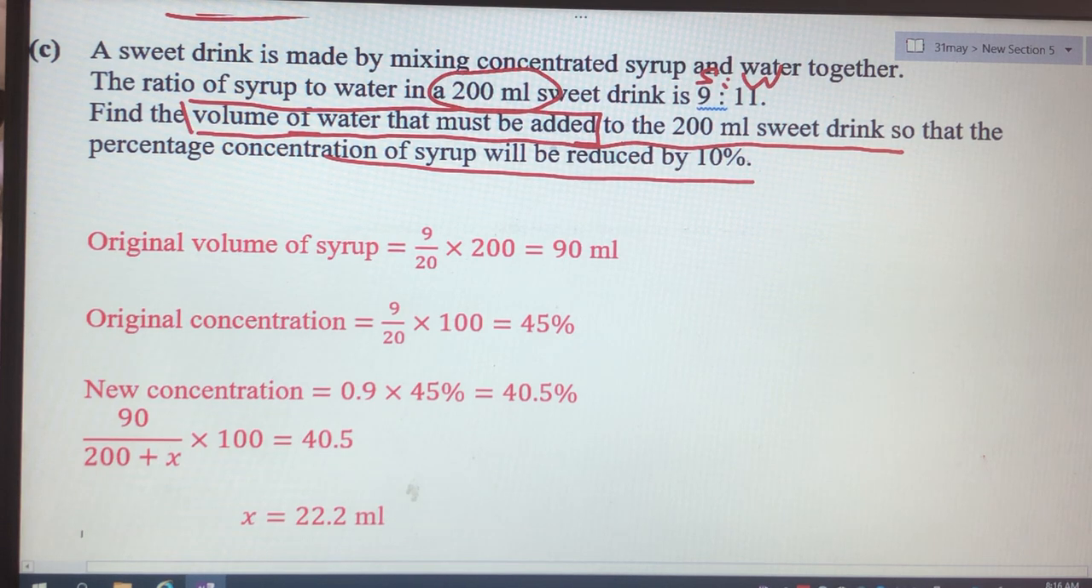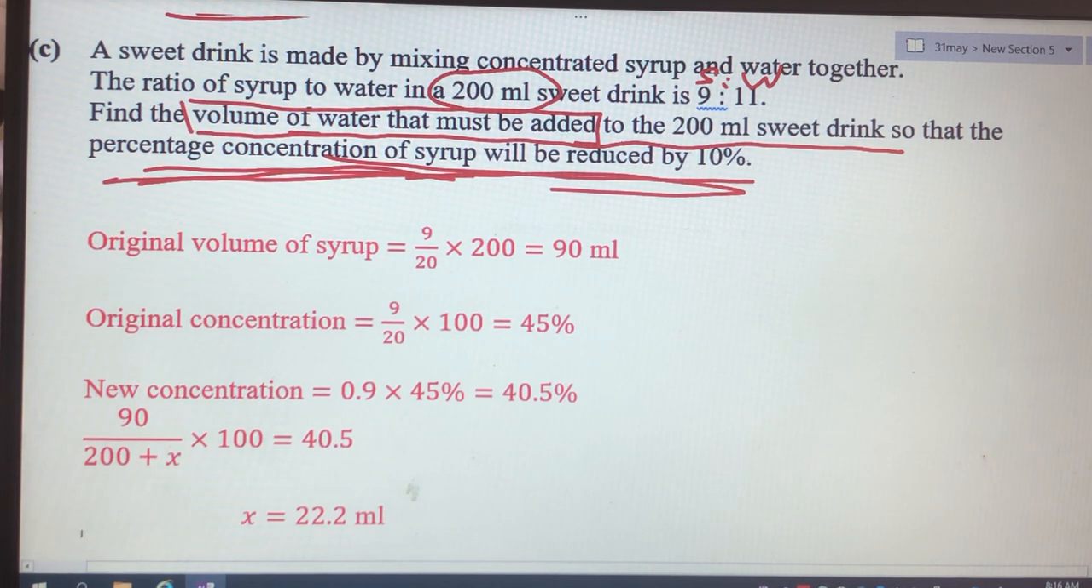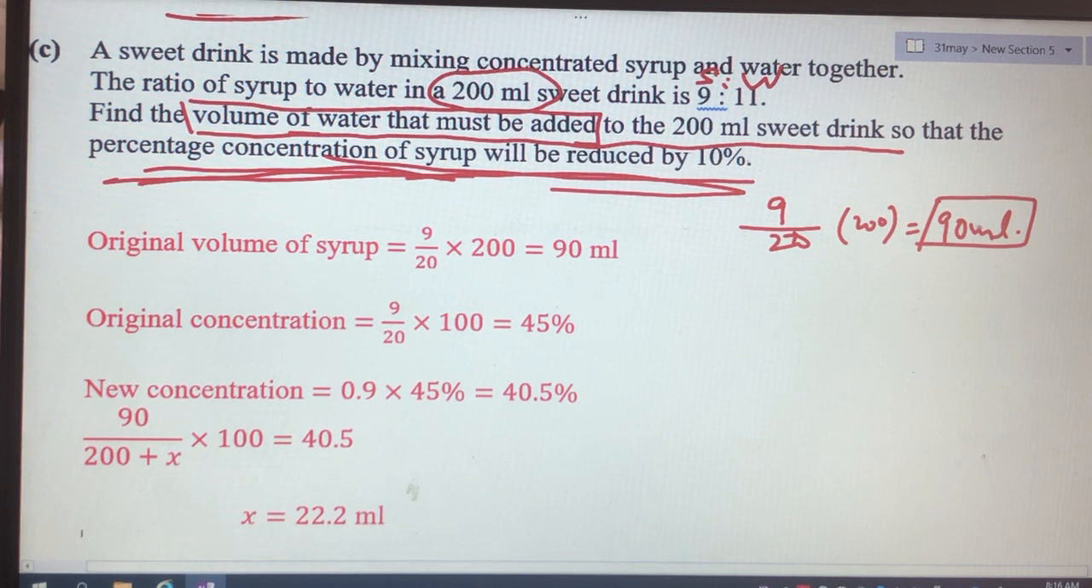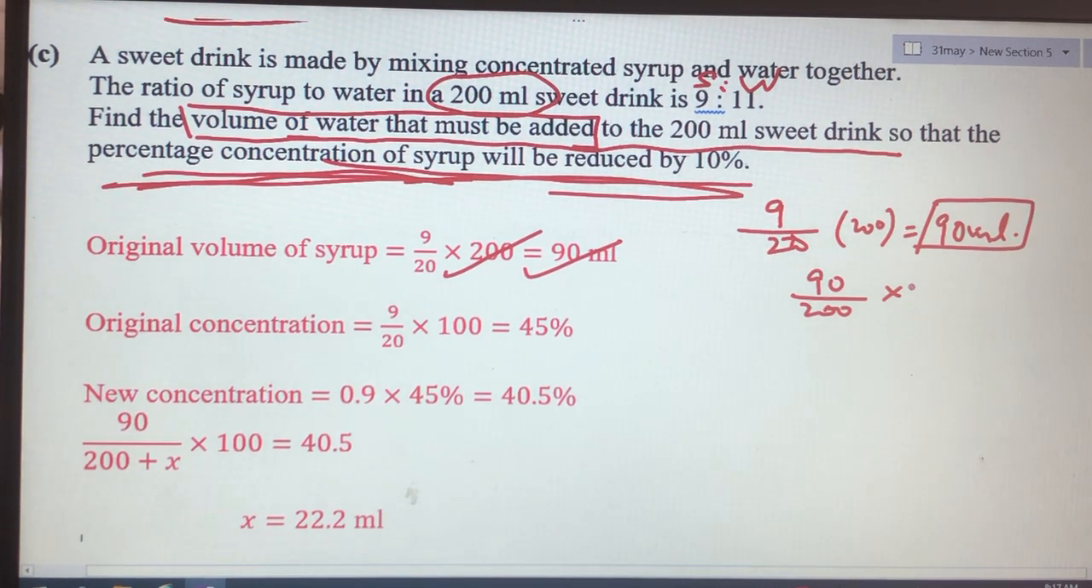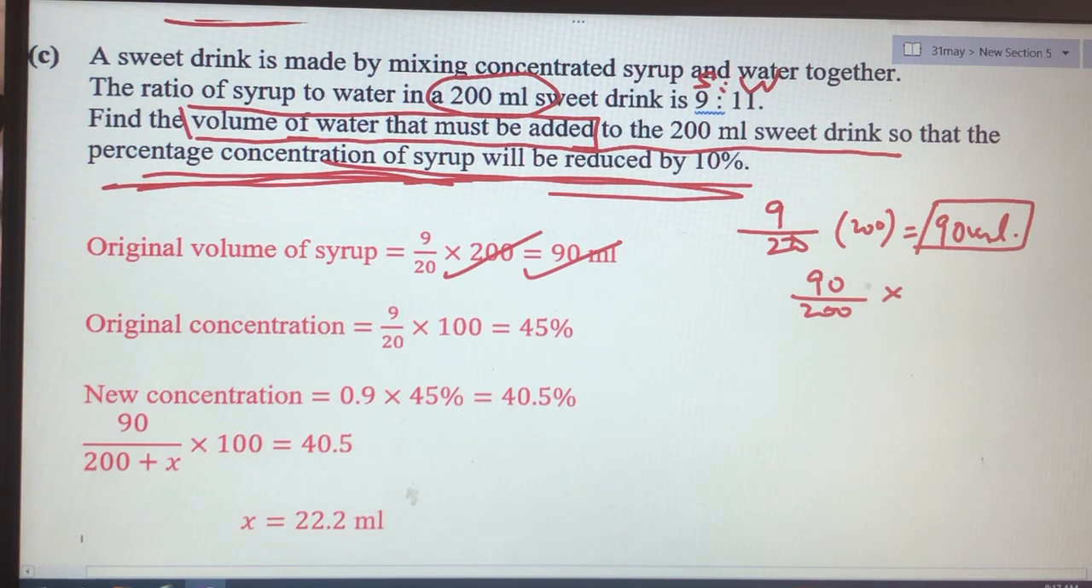So what we need to do first of all is find out the original amount of syrup, because they say that the percentage concentration of syrup is reduced by this. 9/20, the total is 20, of 200 is 90 milliliters. So actually originally there was 90 milliliters of syrup. This is what I'm showing here. Now we want to find 90/200, the percentage of syrup in the sweet drink. So you multiply and you will get 45%.